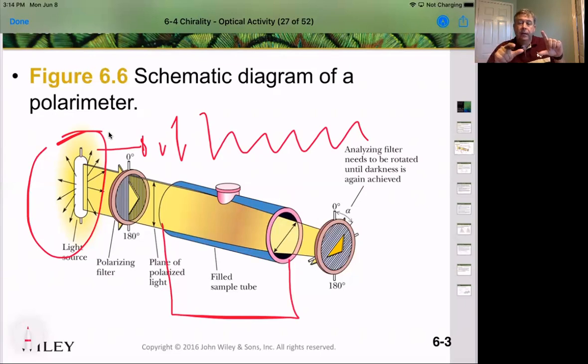So by rotating this filter until we get the maximum amount of light achieved, the maximum at that point means that most of the light has been rotated in that direction. And by measuring that degree difference, we've actually measured how much that light was rotated over the path of the sample here.